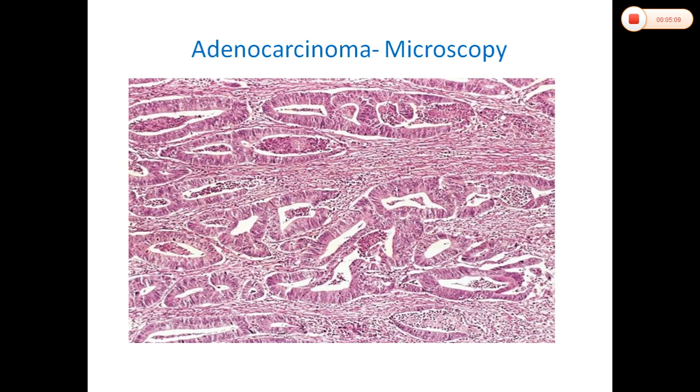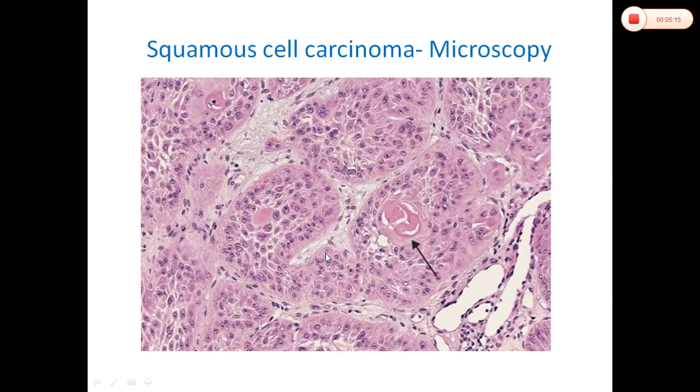See, this is the microscopic picture of adenocarcinoma in which the cells are arranged in the form of a glandular pattern. See, this is the microscopic picture of squamous cell carcinoma in which the cells are arranged in the form of nests and sheets. Here the arrow is focusing on the central keratin pearl within the nest of the pleomorphic squamous cells.